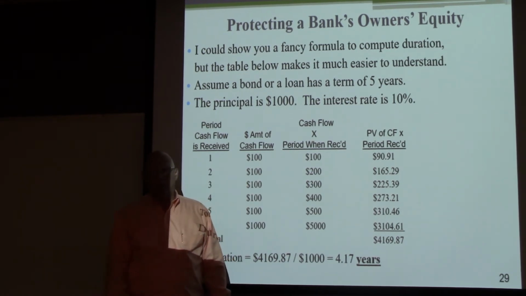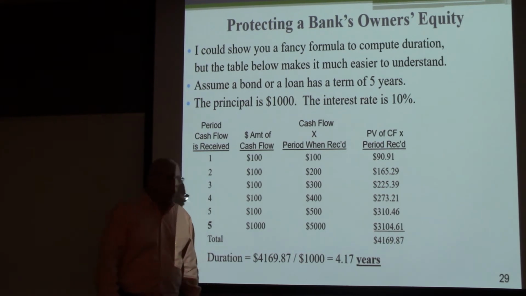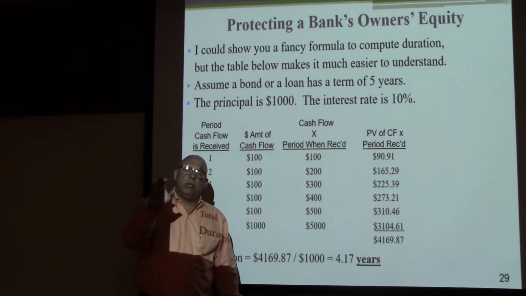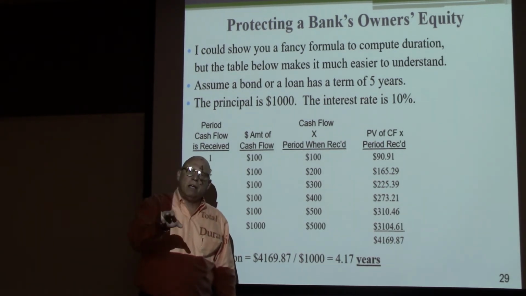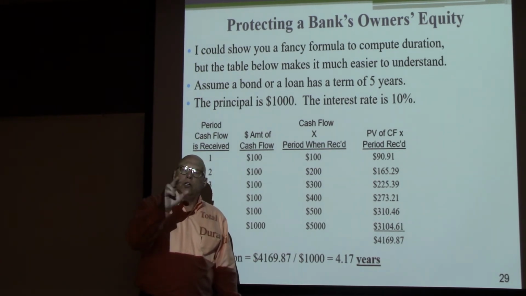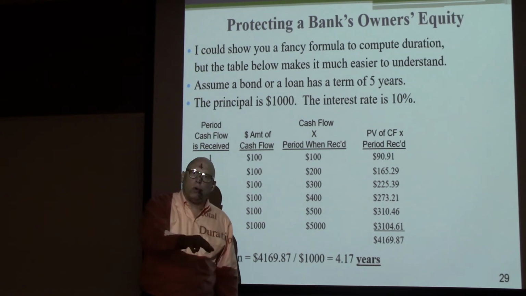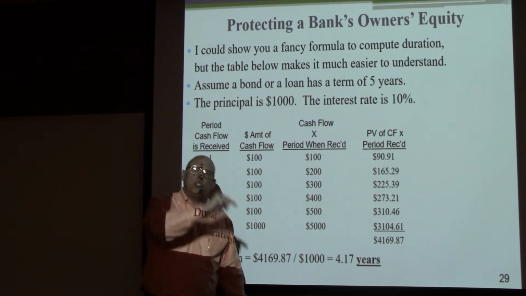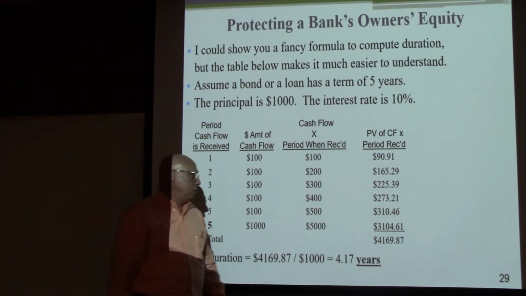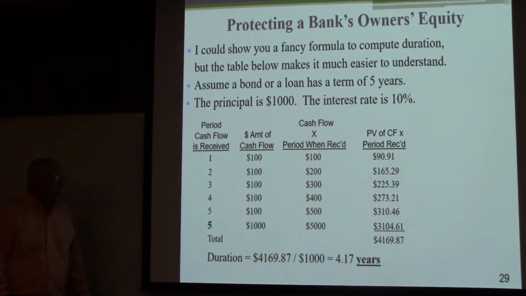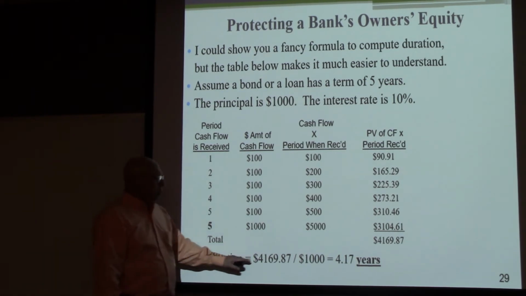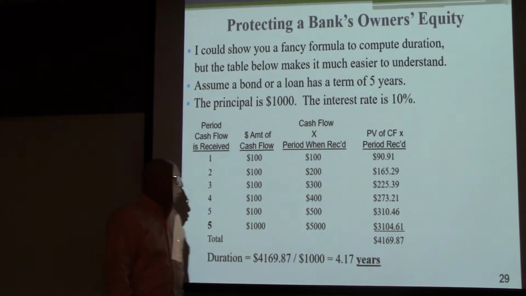It's 30. If it were the same 30-year bond that paid a 5% coupon rate, it would have a much shorter duration. If it had a 10% coupon rate, it would be even shorter. If it pays semi-annually versus annually, it would be even shorter. So you need to understand those relationships. But the duration, the average term to maturity, is 4.17 years.